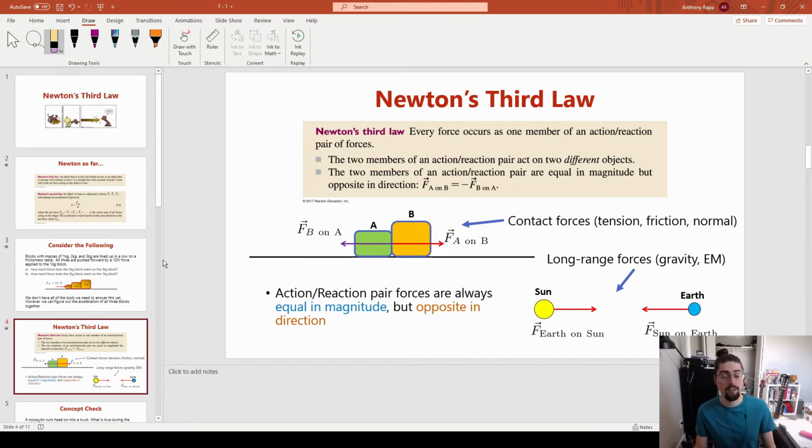Right? As it turns out, the Earth is pulling on you with a certain amount of force, and you are pulling on Earth with that exact same amount of force. So think about all of the force that the Earth is exerting on you right now. You're pulling that much on Earth as well. Why doesn't Earth care about that? Why doesn't Earth move that much?